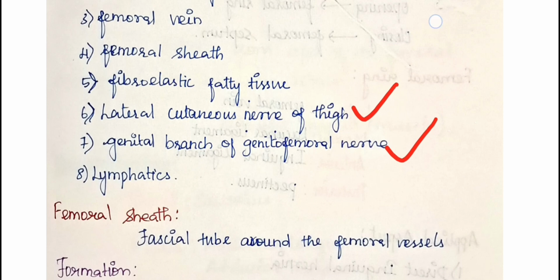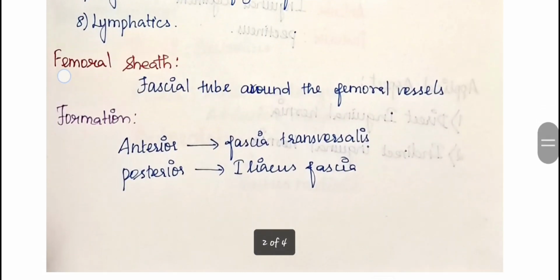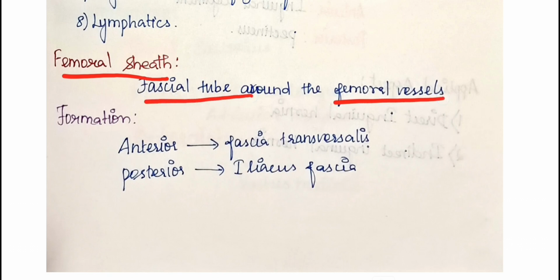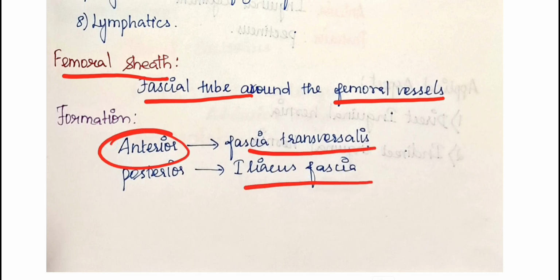As I said, now we are going to see about the femoral sheath. It is also one of the contents of the femoral triangle. It is the fascial tube around the femoral vessels, meaning the blood vessels, the veins and arteries. The sheath which covers the femoral vessels is referred to as the femoral sheath. It is formed by the fascia transversalis on the anterior side and the iliacus fascia on the posterior side. These two fasciae are involved in the formation of the femoral sheath.